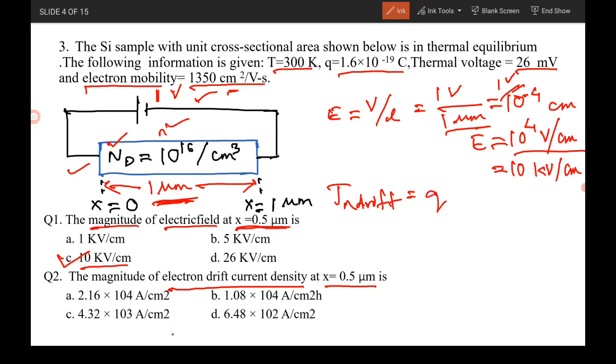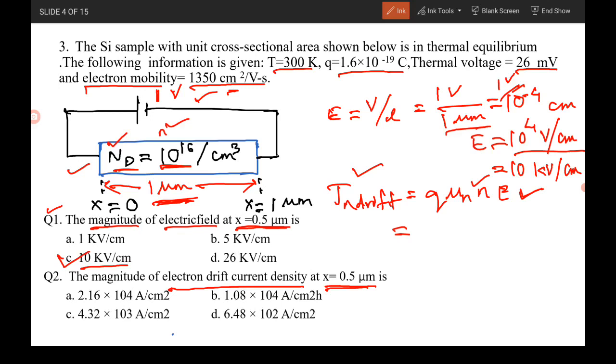Q times mu n times electric field. We have the value of the electric field from the previous question, and we have n, which is equal to Nd, which is 10 to the power 16 per centimeter cube, and we have the value of the charge. So we can find the Jn drift. Here also we will not consider the distance x equal to 0.5 micrometer, because we are dealing with the electric field which is constant, or uniform, all over the semiconductor material.